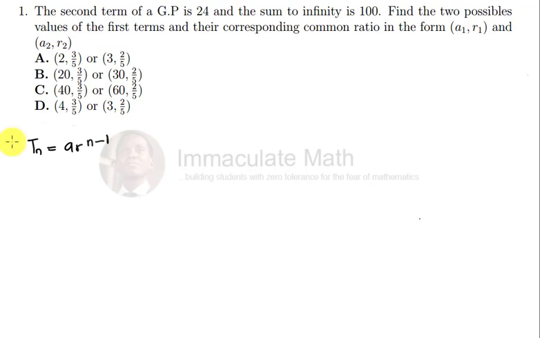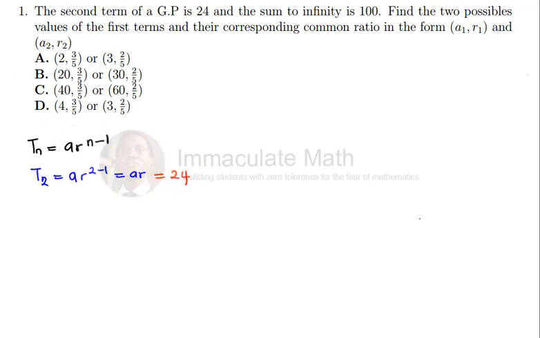So they said the second term of a geometric progression. What will be the second term? If I replace my n with 2, I'm going to have ar raised to the power 2 minus 1, which will give me ar. They said from the question that the second term is 24, so we have ar equals 24.